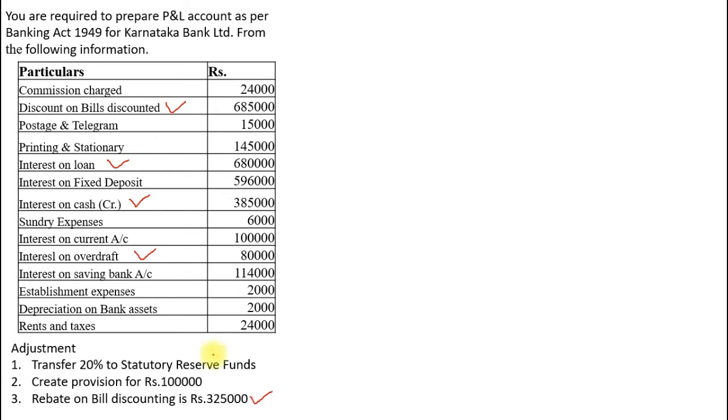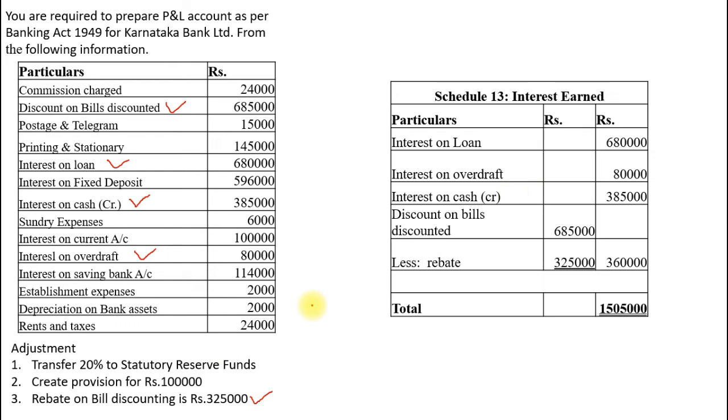Okay, so whatever we have tick marked, let us see how to solve that. So we'll write Schedule 13, interest on. First thing we marked was interest on loan. Okay, second was interest on overdraft. Next, interest on cash. Okay, these are the things which we have marked here. Next, as I told you, bill discounting less rebate. Subtract, we put it outside.